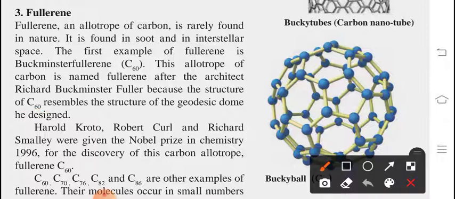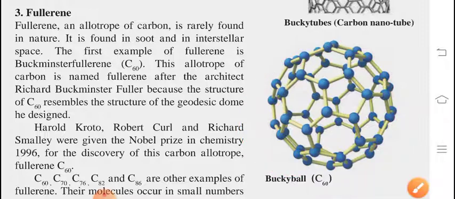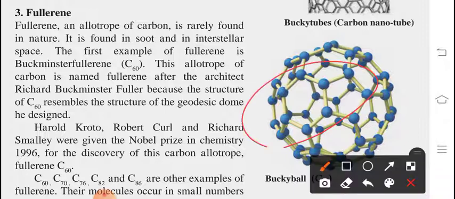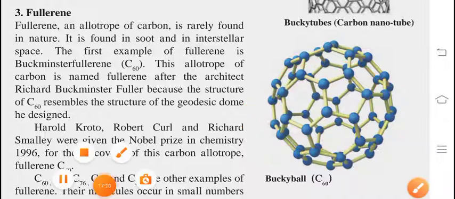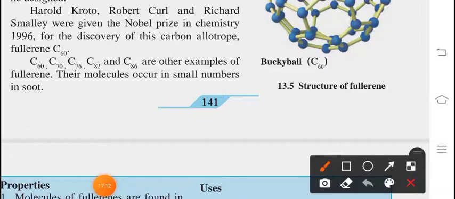If we discuss diamond, then diamond has a tetrahedral structure this way. But when we consider fullerenes, then this has this buckyball structure. That means C60 means 60 carbon atoms present in this buckyball. And these are other examples of fullerenes: C60, C70, C76, C82, C86. All these molecules occur in small numbers in soot.